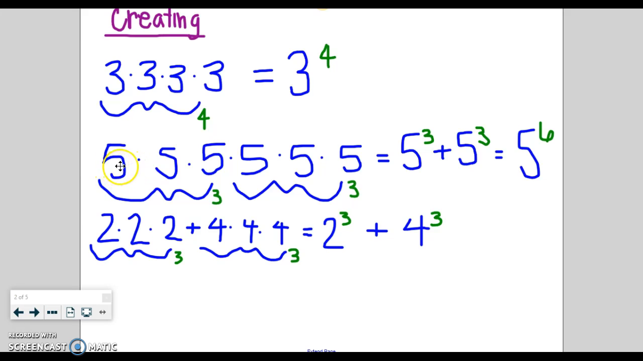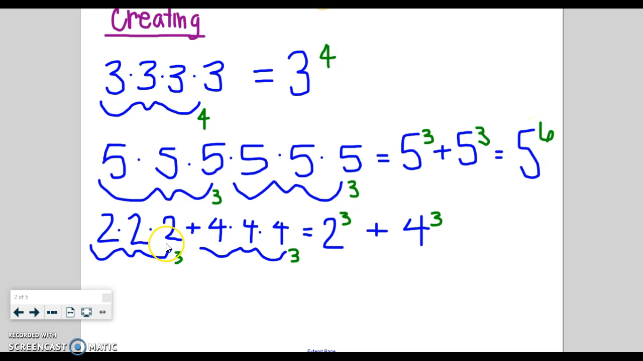Next, I have 5 times 5 times 5 times 5 times 5 times 5. Alright, to make this a little easier, I group each 5 by 3. And then I kept the base number, 5. I raised it to the 3rd power, plus this section right here, which is 5 raised to the 3rd power as well. And then I added the exponents and I got 6. So the expression for this one is 5 raised to the 6th power.